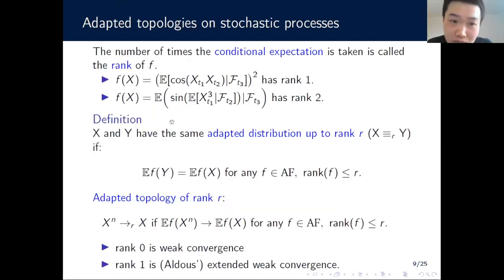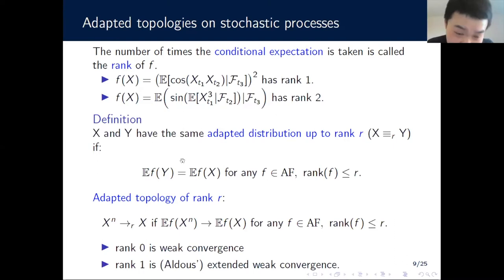In particular, the number of times the conditional expectation is taken is called the rank of the adapted functional F. For instance, this function has rank 1 and this function has rank 2 because, as you see, we take conditional expectations twice for such F. Then we say that two adapted processes X and Y have the same adapted distribution up to rank R if the expectation of F(Y) is equal to the expectation of F(X) for any adapted functional F with rank not bigger than R.